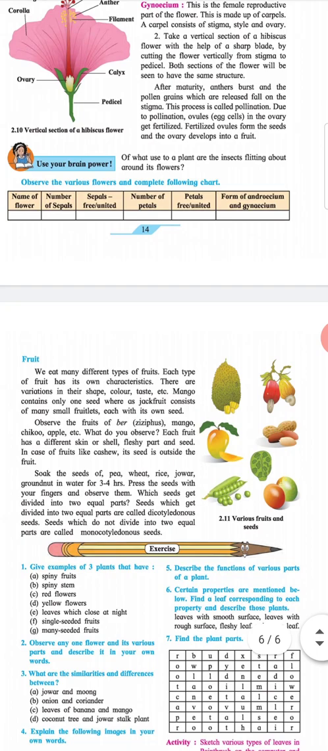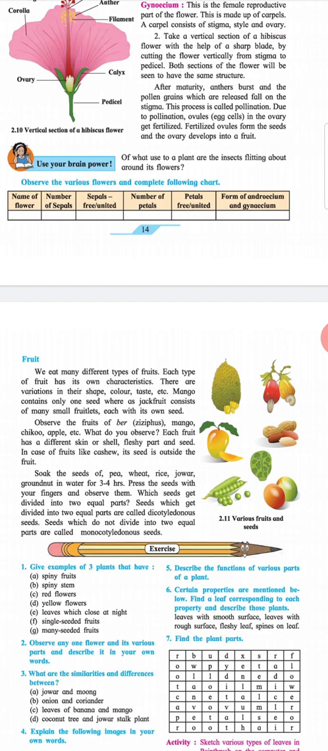2. Take a vertical section of a hibiscus flower with the help of a sharp blade, by cutting the flower vertically from stigma to pedicel. Both sections of the flower will be seen to have the same structure. After maturity, anthers burst and the pollen grains which are released fall on the stigma. This process is called pollination. Due to pollination, ovules (egg cells) in the ovary get fertilized. Fertilized ovules form the seeds and the ovary develops into a fruit.